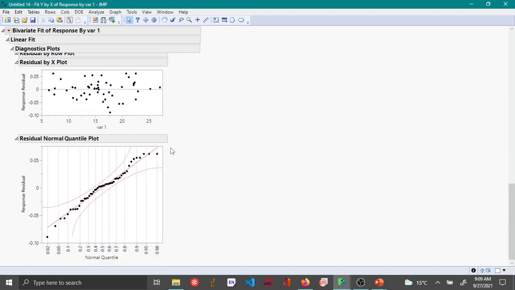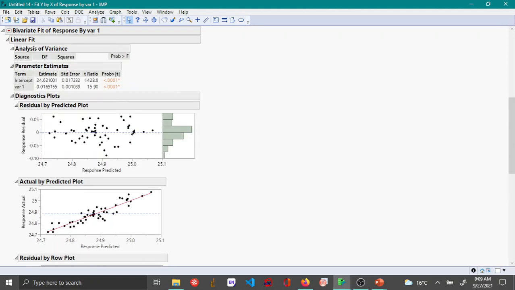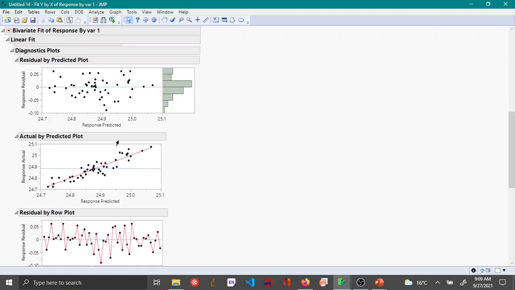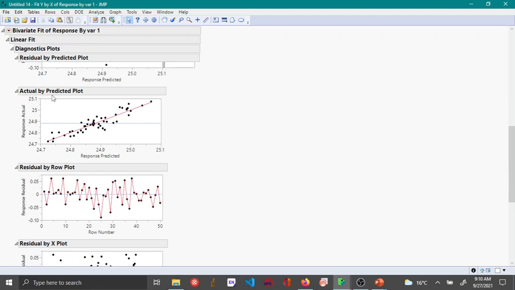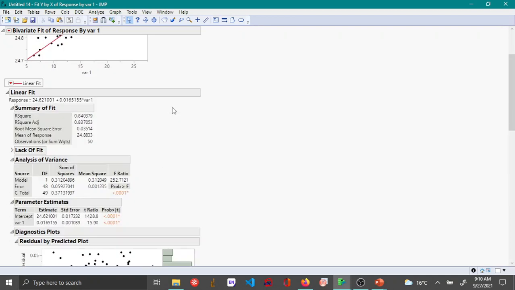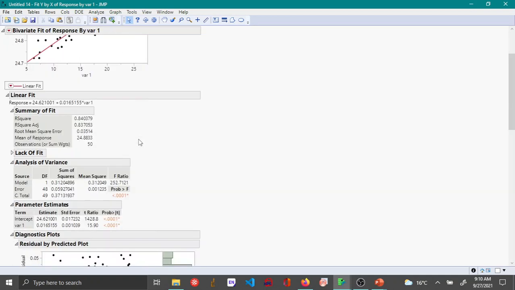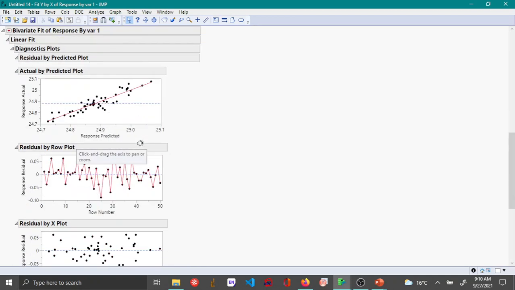Additionally, if you scroll down, you can see that there is a normal quantile plot for the residuals, and you can kind of see that these points are along the diagonal. So you can see that the first assumption has been validated. Next, in the actual by predicted plot, you can see that the relationship is indeed linear. This again confirms that the relationship between the response and the variable one is indeed linear.